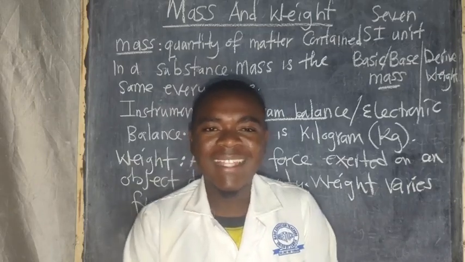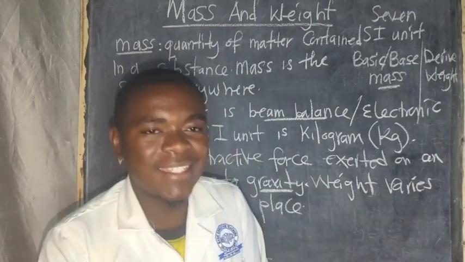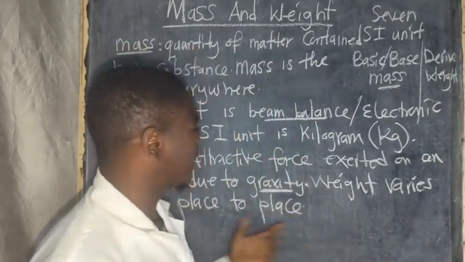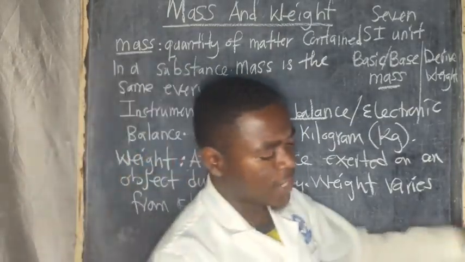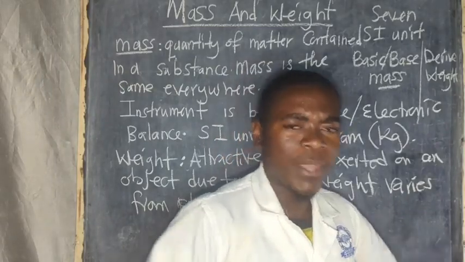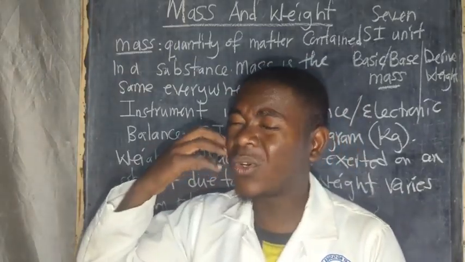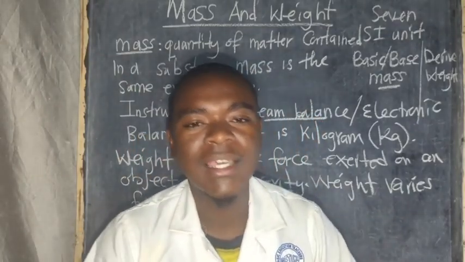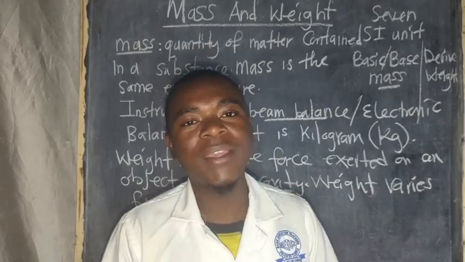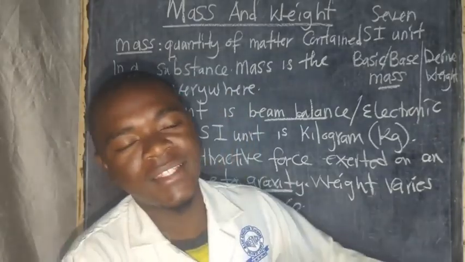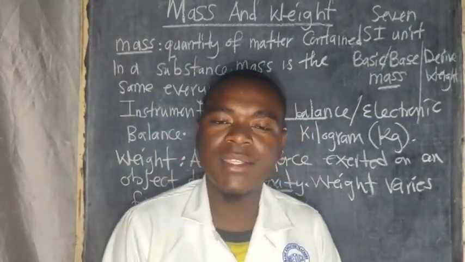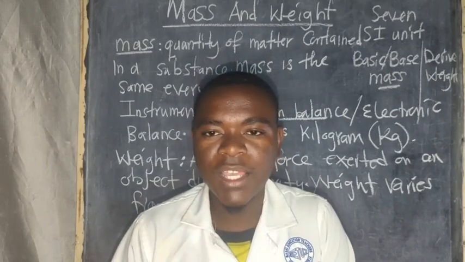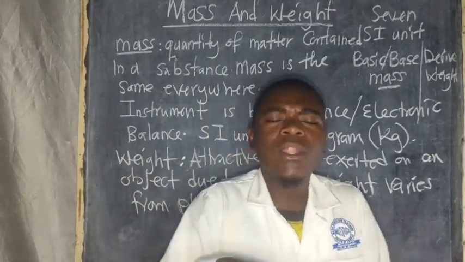So, this is just an attractive force that is exerted on an object. This is what you need to understand. I think you are able to agree with me that when you are in Lusaka, you get to have a certain weight compared to when you go to Ndola or Livingstone, where you get to have a different weight. Or maybe you are here in Kabwe where I am. Your weight is affected due to gravity. It is the pull of gravity on an object.